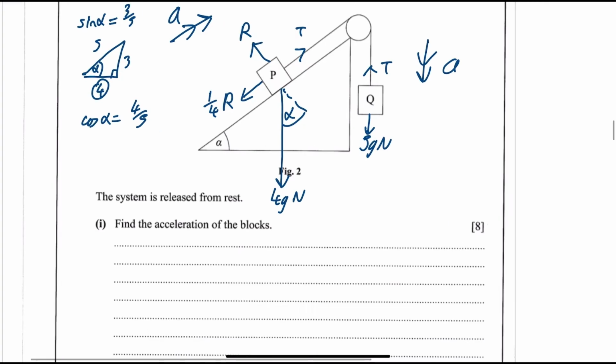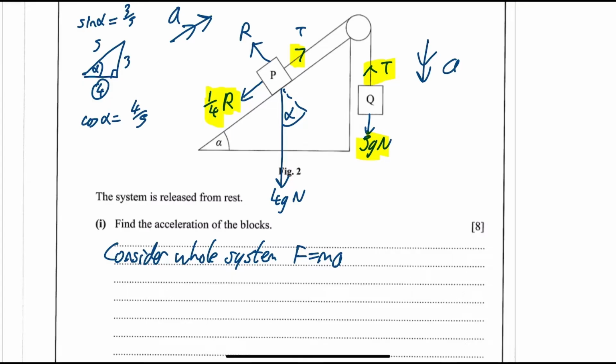Right, I'm going to say consider the whole system. And I'm also going to use F equals ma. Now, the pulling force that's getting me going is the 5g. What's going against it is this T. What's going for it is this T. And also what's going against it is the quarter R. So we'll need to work that R out.